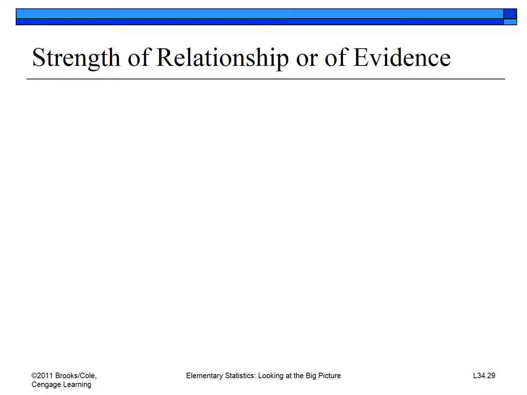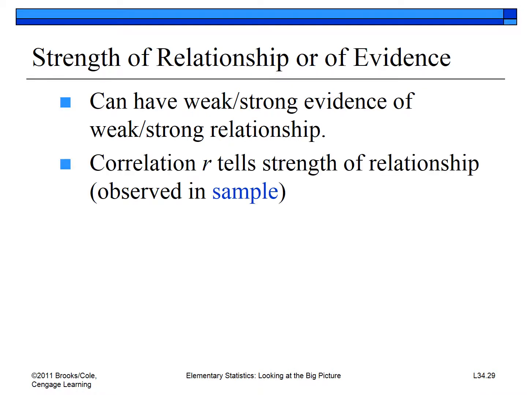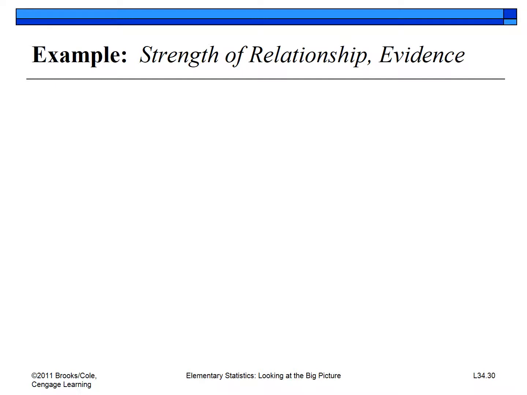Now, we're going to be talking about strength in two different ways. The strength of the relationship between the two variables and the strength of the evidence that we have for such a relationship. Either one can be weak or strong at the same time. Remember that R tells us the strength of the relationship. We get that out of the sample. If R is close to +1 or -1, we have a strong relationship. If it's close to 0, it's weak. The p-value tells us the strength of the evidence that the variables are related in the population. Small p-value means strong evidence.